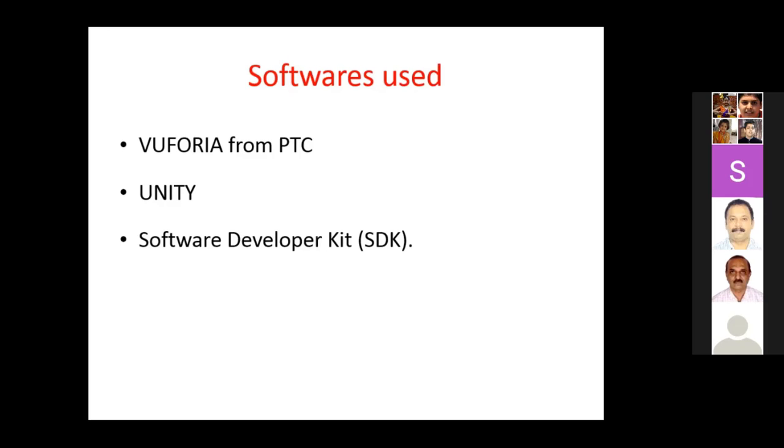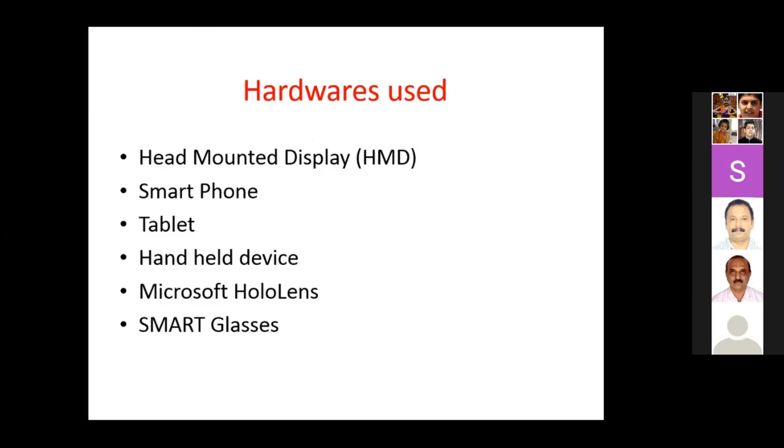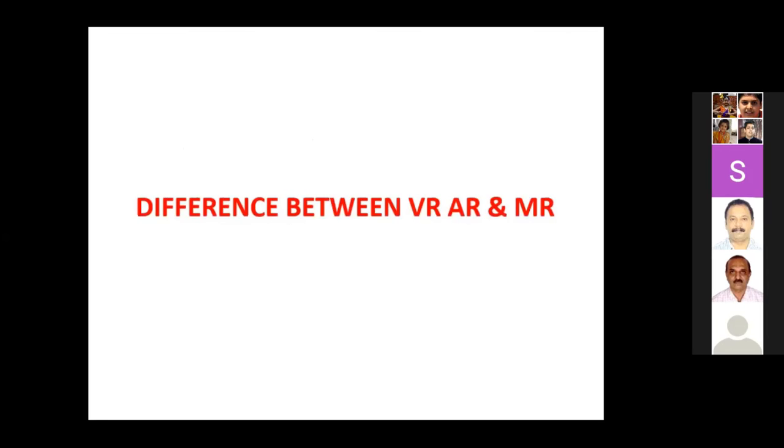Unity is another technology software. This student version is freely available. Vuforia Studio from PTC, I think now a 15 days free version is available. Software Developer Kit, SDK, is again free open source software. Hardware used: HMD, smartphone, tablet, handheld device, Microsoft HoloLens, smart glasses. So soon, these Microsoft HoloLens smart glasses will be part and parcel. Maybe in the malls, you'll be witnessing this.